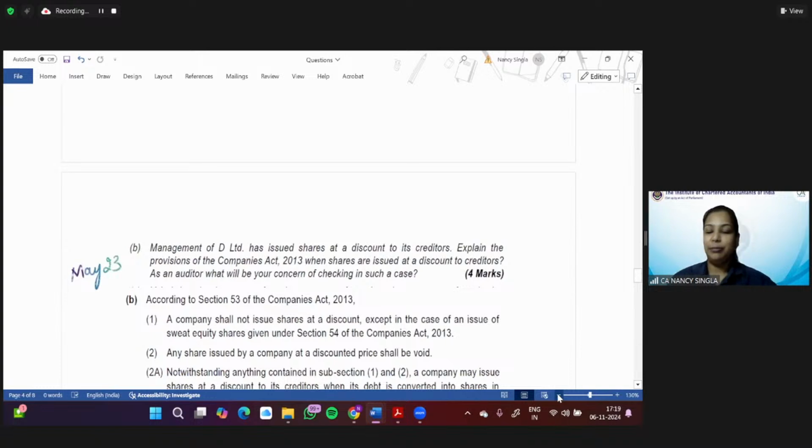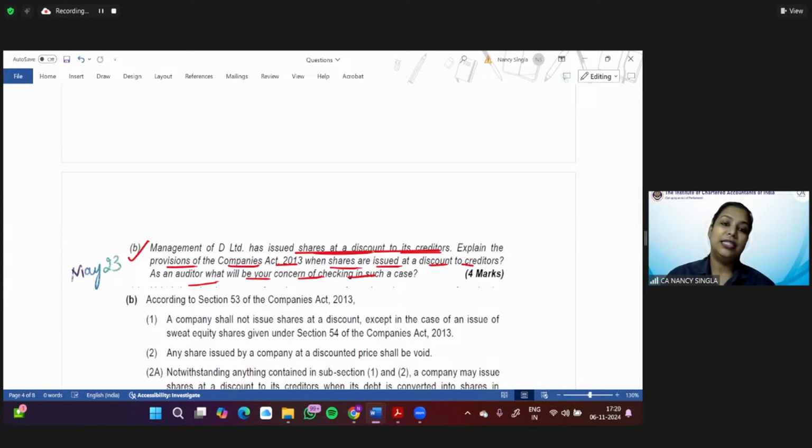Management of D Limited has issued shares at a discount to its creditors. Explain the provisions of the Companies Act 2013. When shares are issued at a discount to creditors, as an auditor, what will be your concern for checking in such a case? Quickly send in your replies.